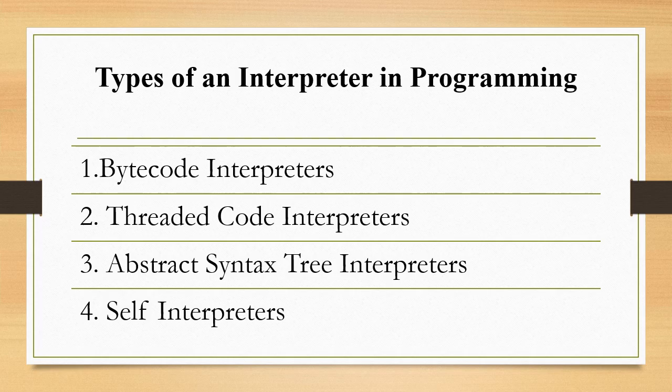Second one is threaded code interpreters. They use pointers. Each word acts as a pointer. This pointer points to a function or a sequence. And the third one is abstract syntax tree interpreters. Here the source code is converted into an abstract syntax tree. And the last one is self-interpreters. They are a special type of interpreters. Here the programming language interpreter is written in a programming language that can interpret itself.